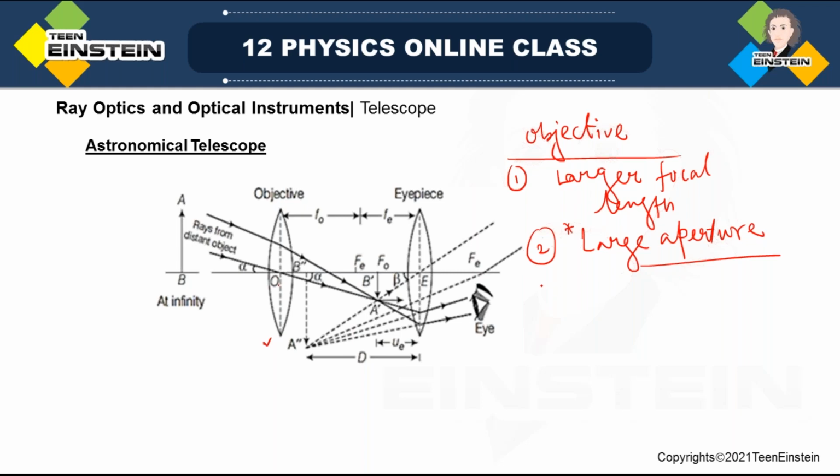So as much light as comes from the object, it will give you a much brighter image. Suppose you collect a very small amount of rays from the distant object, the image will not be that bright, and it cannot give the better resolution. So there are two reasons for this large aperture.